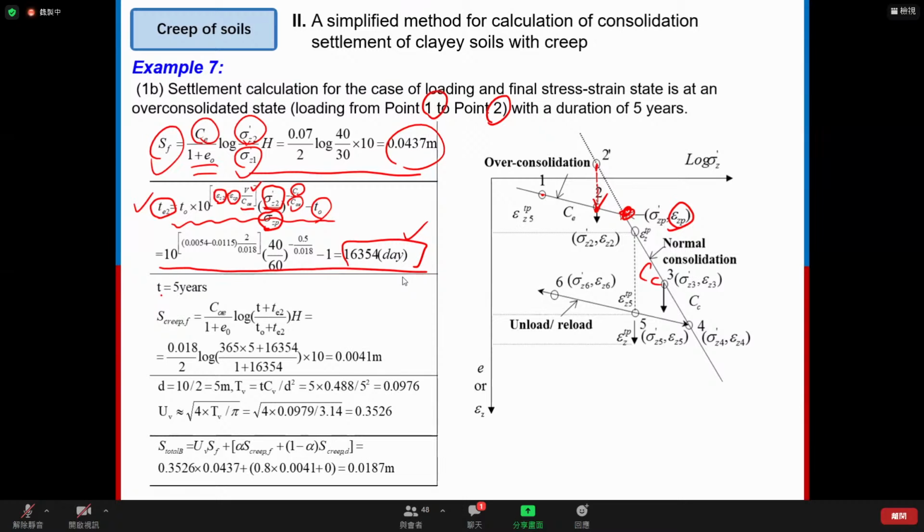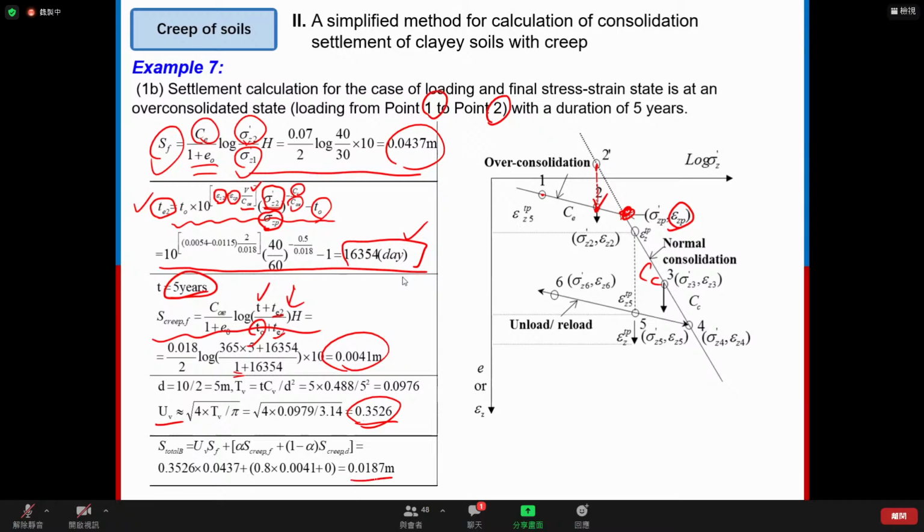So at the time point equal to 5 years, we use this equation. Why? Because point 2 is located on the OCL line here, rather than the NCL line. This is point 2. So we use this equation, T, 5 years, the total loading period. T2 we already have, and T0 is equal to 1. We put all the data into this equation and get the S-curve final here. So again, UV is equal to 0.526, the same result as the last case.